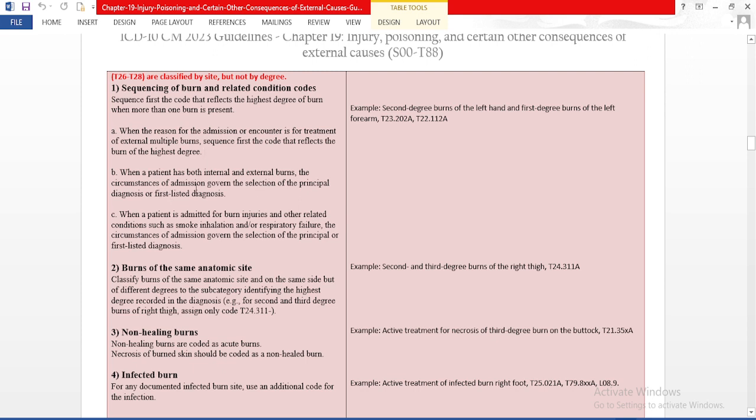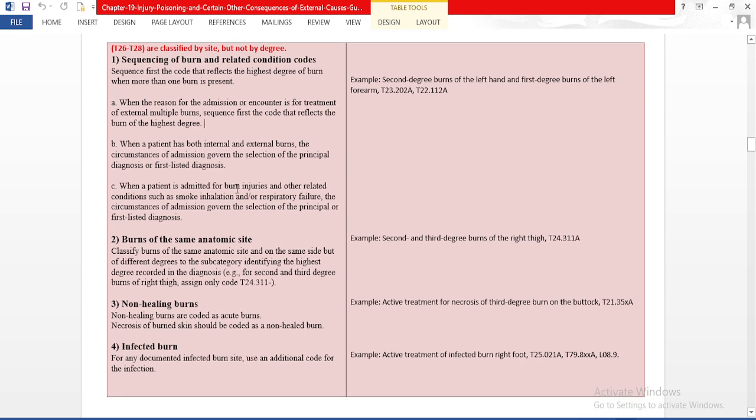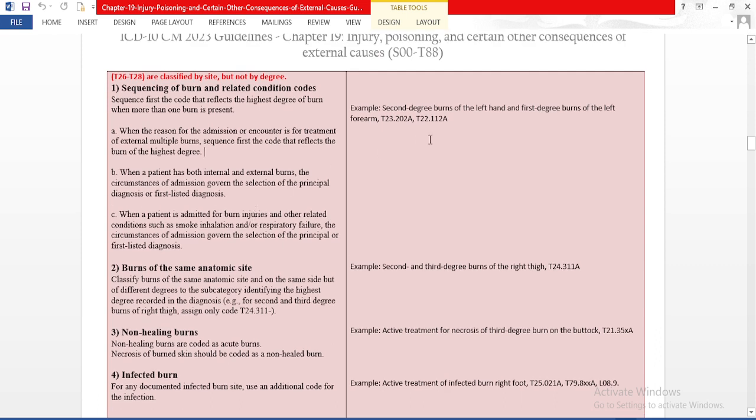If the patient has both internal and external burns, we need to code based on the circumstance of the admission. The patient has burn injuries as well as other related conditions such as smoke inhalation and respiratory failure. We need to check the circumstance of admission, and based on that we will select the principal or first listed diagnosis.